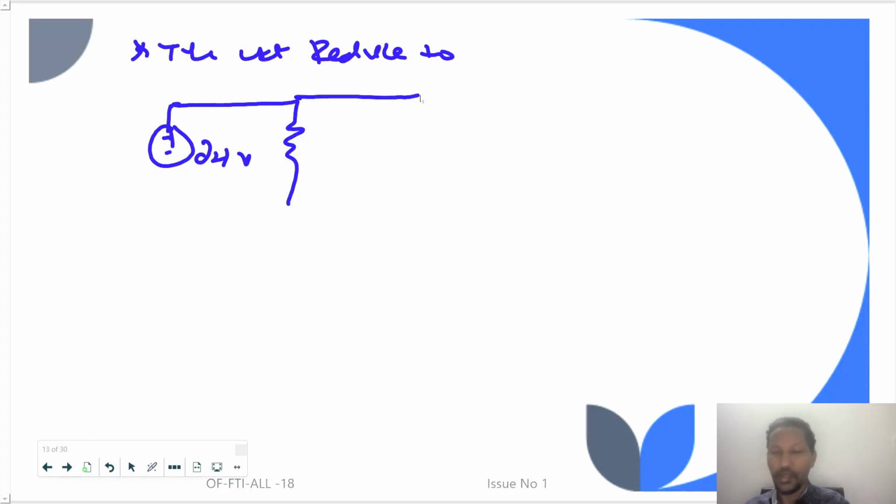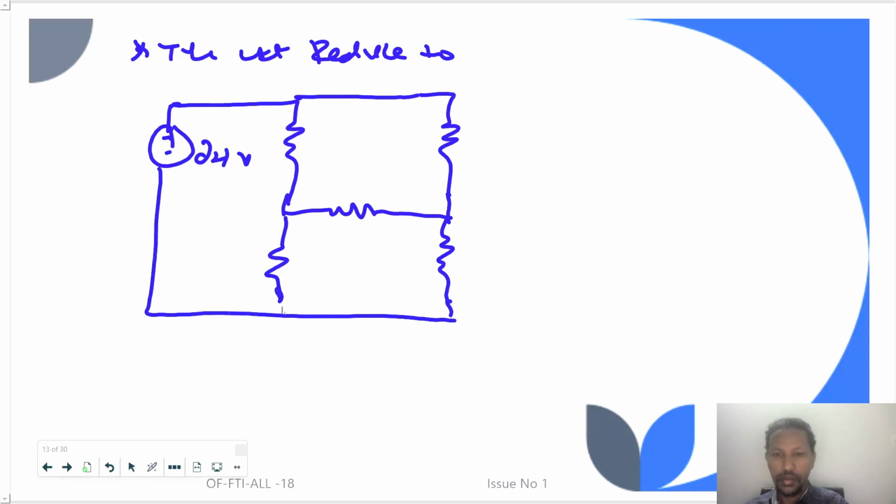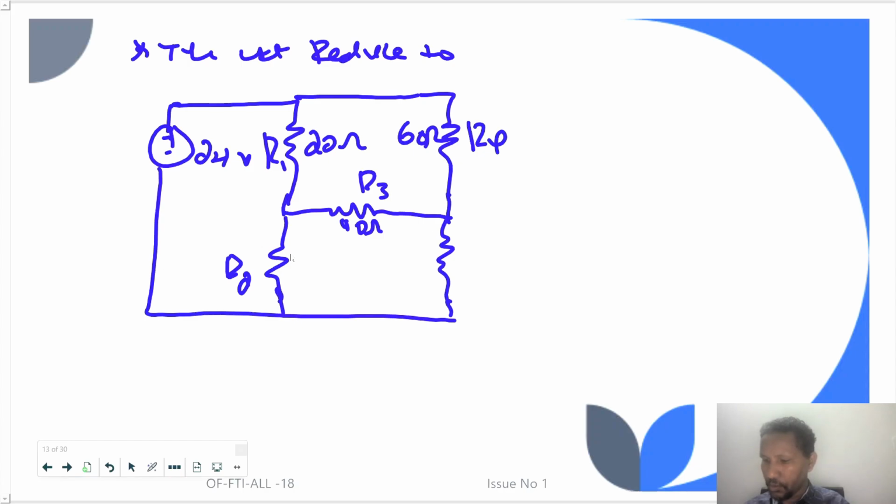So this one is R1, 20 ohm. This one is R4, which is 60 ohm, and this is R3, which is 40 ohm, and this is R2, which is 10 ohm, and this is R equivalent 1, which is 70 ohm.